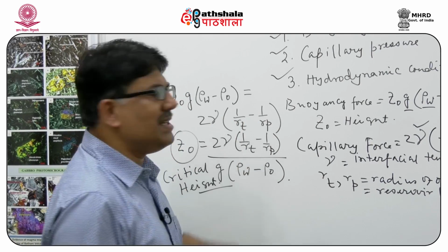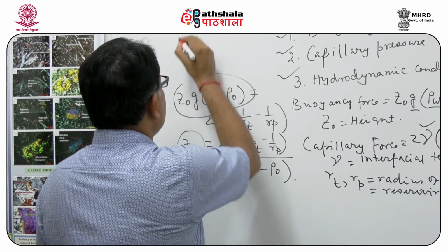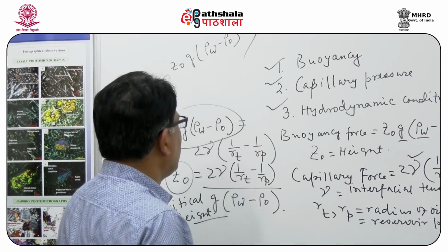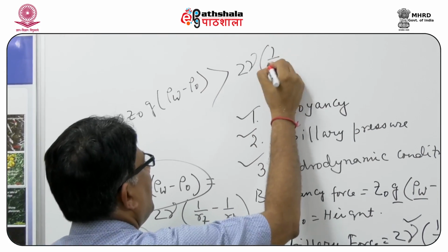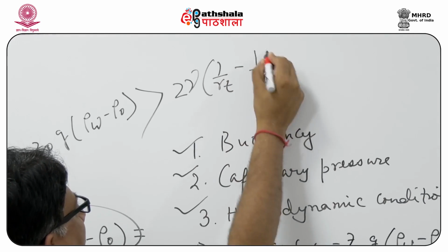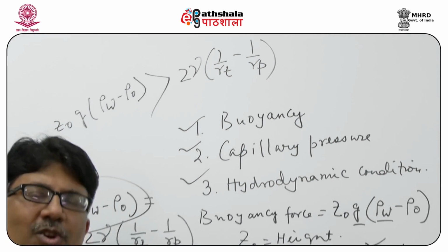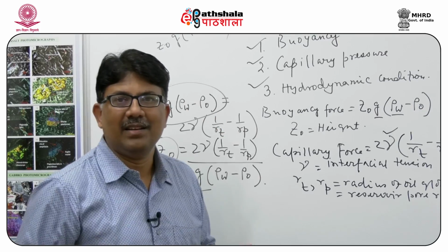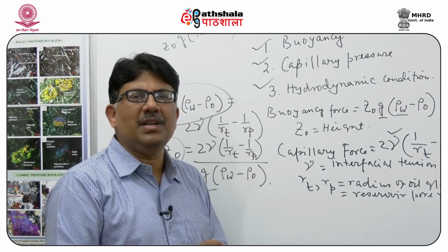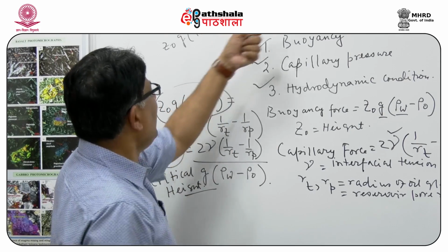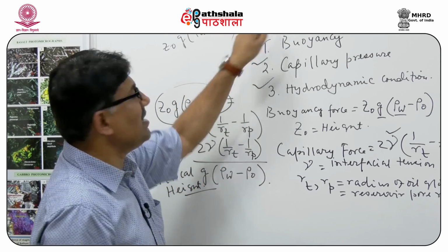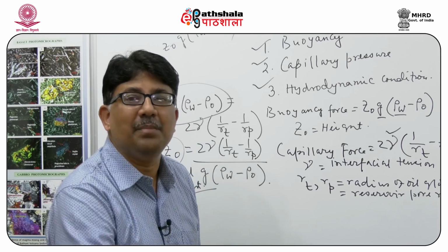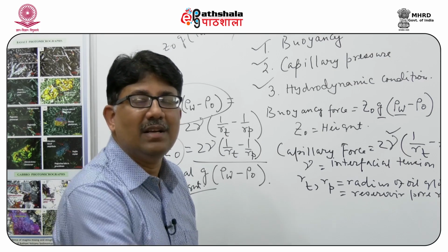Now, if the condition is that the factor Z(ρw − ρo)g is more than 2γ(1/Rt − 1/Rp), it is a non-equilibrium condition. In the equilibrium condition I described, these two balance each other. When the equilibrium is disturbed, that means they are not in balance, and this factor is more than that, then the height of oil will be more, and you will get active migration of the oil because of buoyancy.